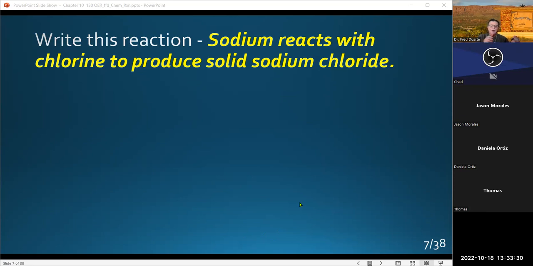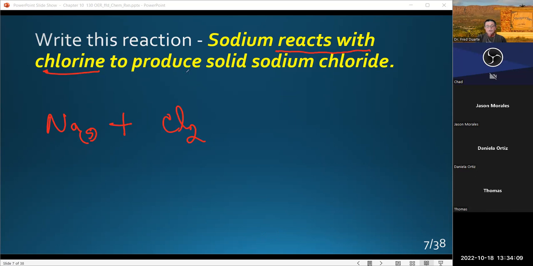All right. Sodium reacts with chlorine to produce solid sodium chloride. All right. Here's some key words. Sodium reacts with. Reacts with is an indication of the plus symbol, right? So we have sodium, which we know the symbol, which is Na. We also know its physical state is solid. Okay? Reacts with chlorine, not chloride, but chlorine, which tells us it's one of those diatomic.